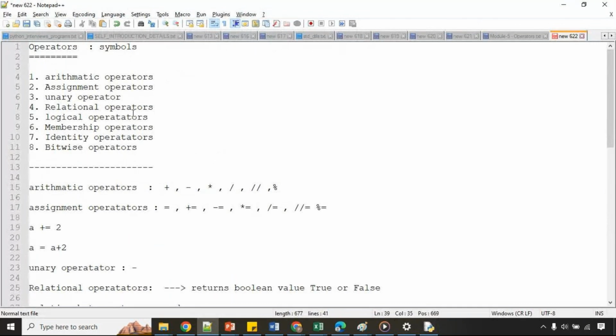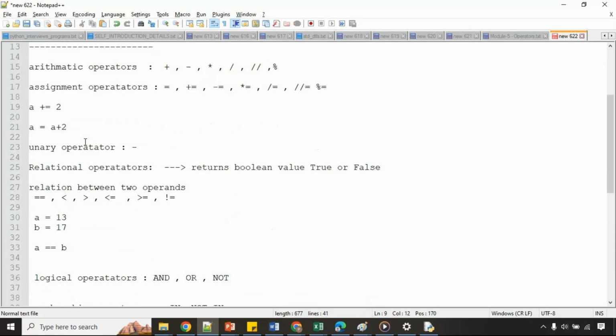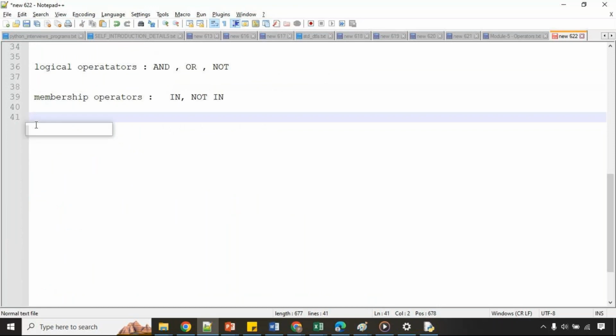So the relational operator returns a boolean value, the logical operator returns a boolean value, and the membership operator returns a boolean value. Then what is the identity operator? The identity operator is going to compare the addresses.